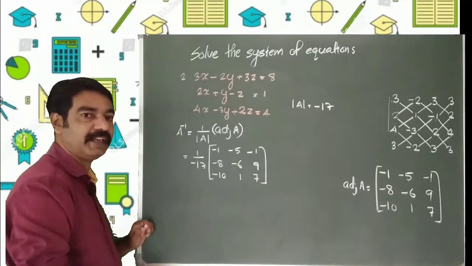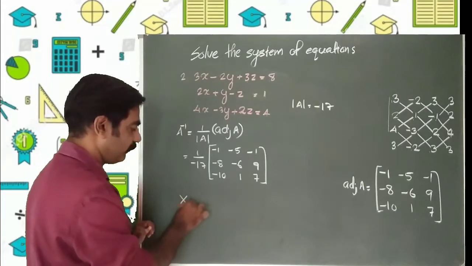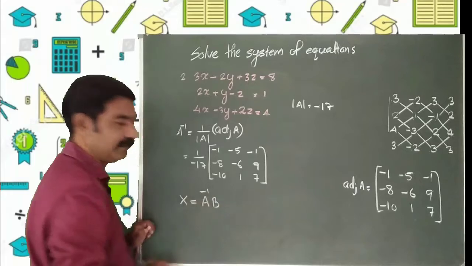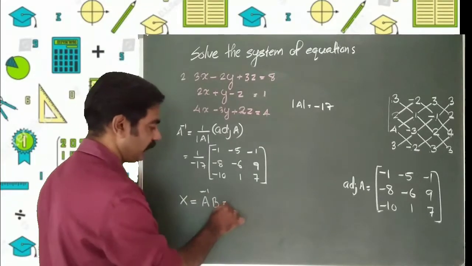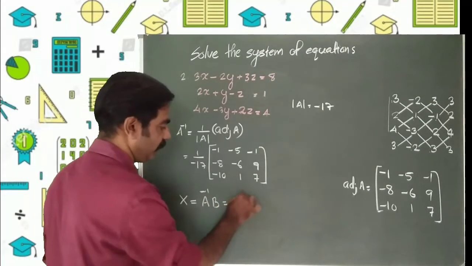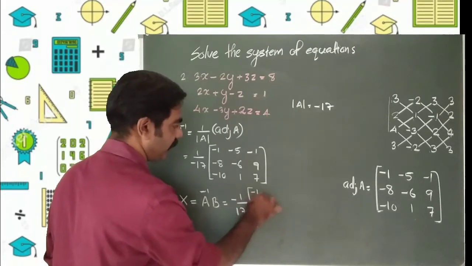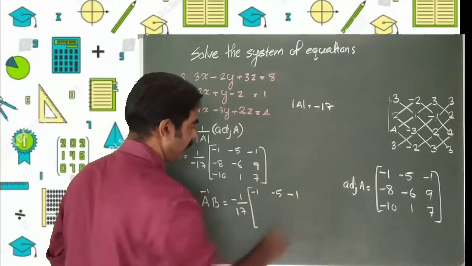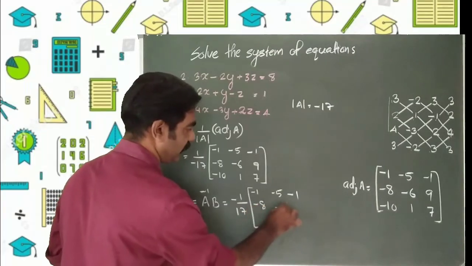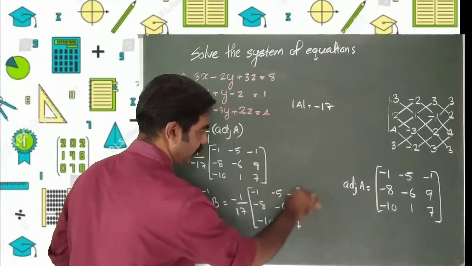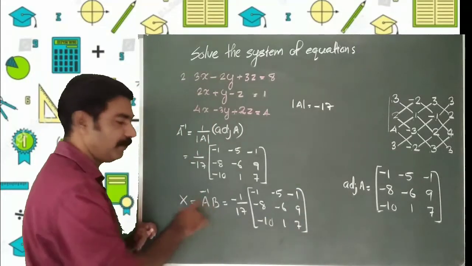So after getting A inverse, we have to find X. The formula is X is equal to A inverse into B. That's equal to, what's A inverse? Already we got minus 1 by 17 into minus 1, minus 5, minus 1, minus 8, minus 6, 9, minus 10, 1, 7. Into A inverse into B. What's B?